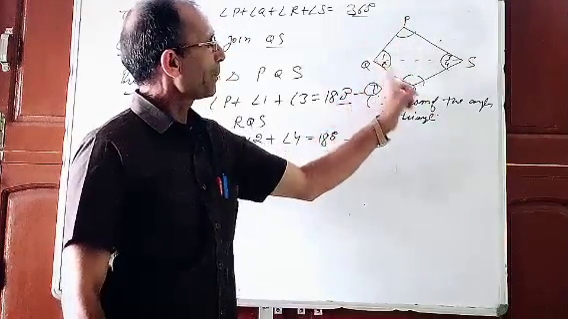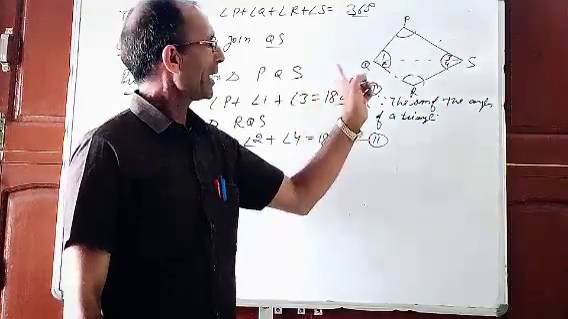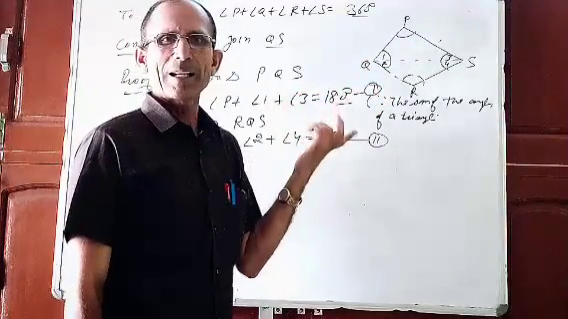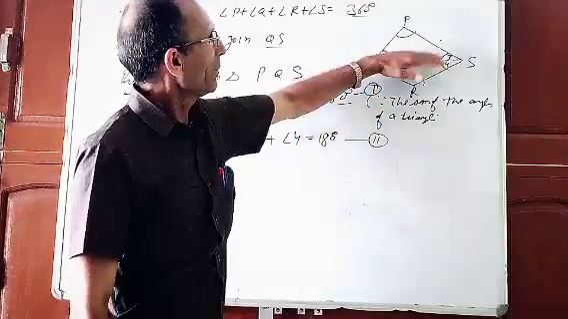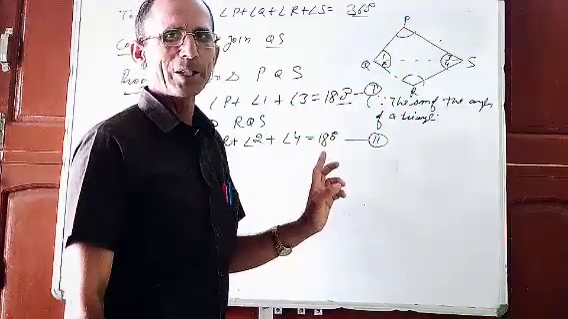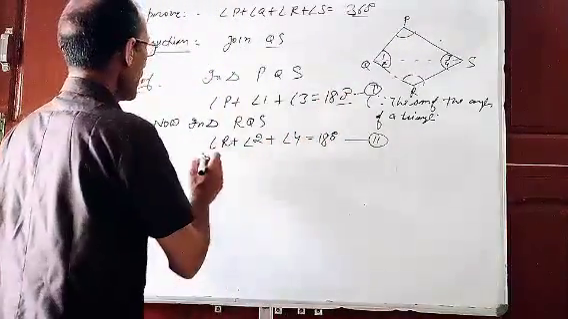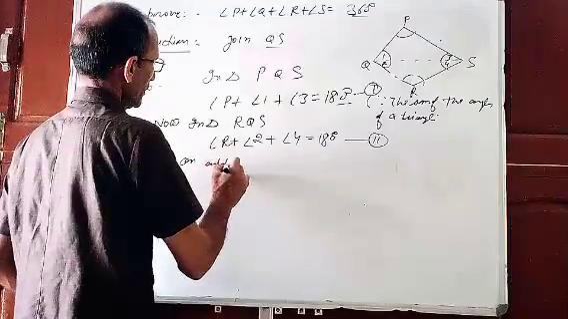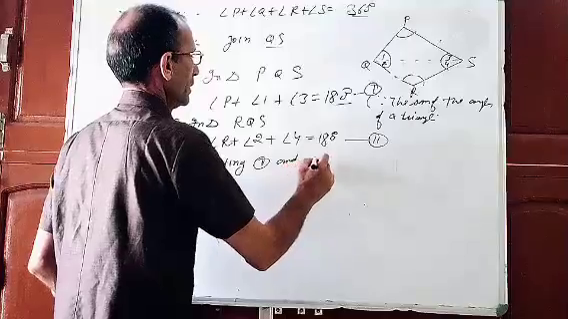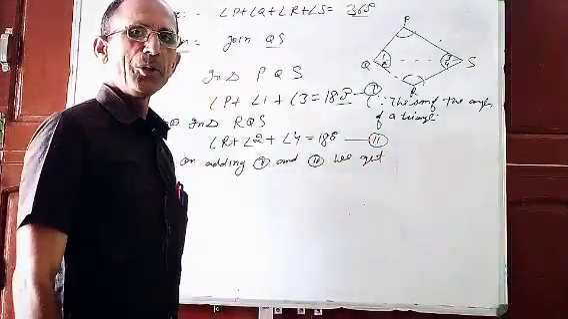We have to prove angle P plus angle Q plus angle R plus S is 360. For this proof, I joined Q to S. Now we get two triangles and the sum of the angles of a triangle is 180. So the sum of these three angles is 180 and the sum of the remaining three angles is also 180, sorry. So on adding 1 and 2, this is equation 1 and this is equation 2, on adding 1 and 2, we get.